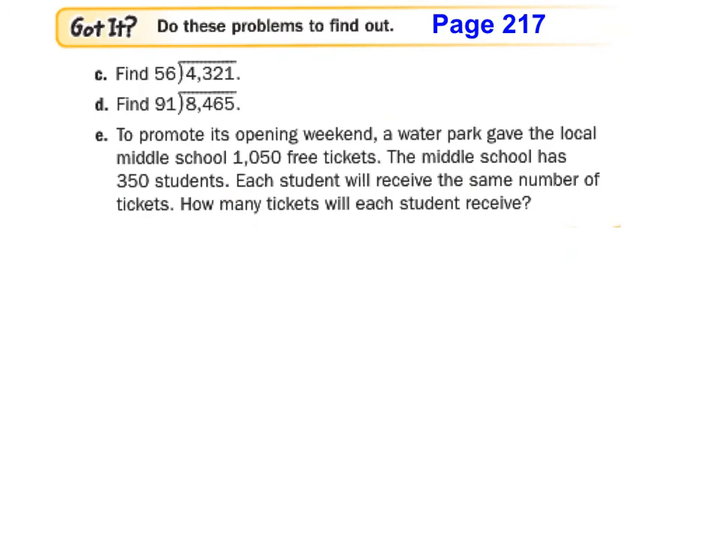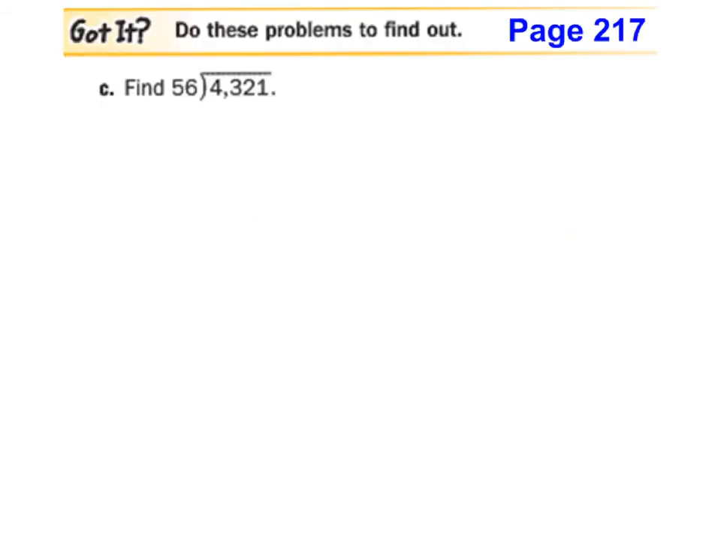We're going to skip example number 4 for now. You could look at that one, but let's do some of these Got Its. We'll do letter C together at the bottom of page 217. You'll definitely probably need to work in that green work zone on the right hand side of your textbook. Let's do letter C together.